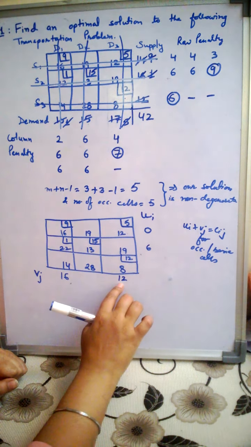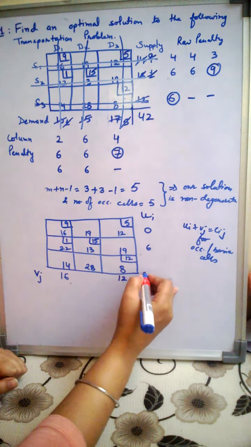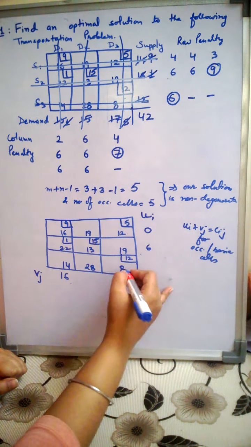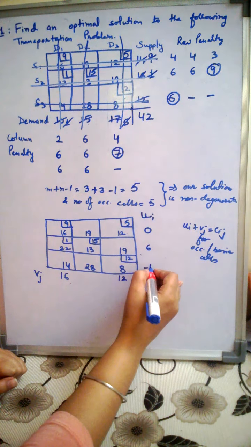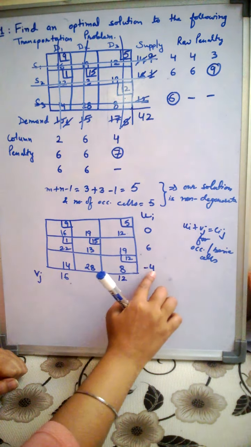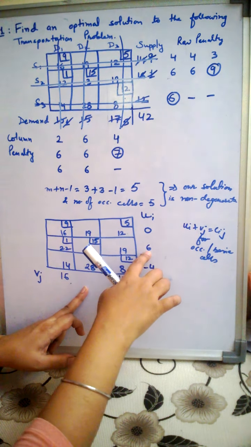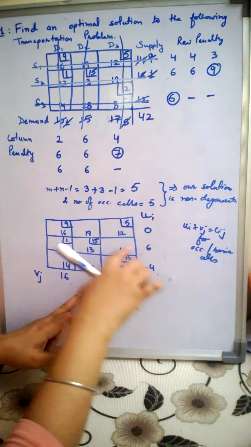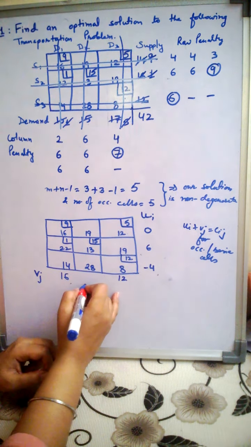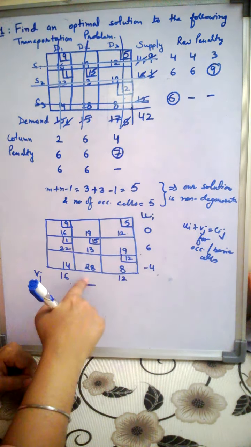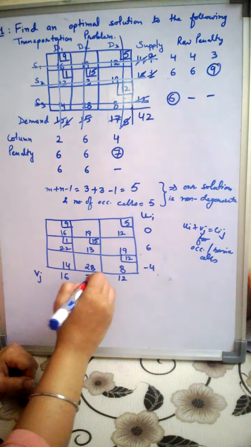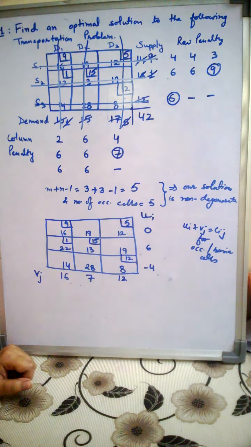And corresponding to this, we have this as occupied. So we can find out this value. 12 plus what is 8? 12 minus 4 is 8. Now we just need to find out this value. Since we have obtained this 6 is corresponding to this is occupied cell, we can easily find out this value. 6 plus what is 13? 6 plus 7 is 13. So we have got all the u and v values.